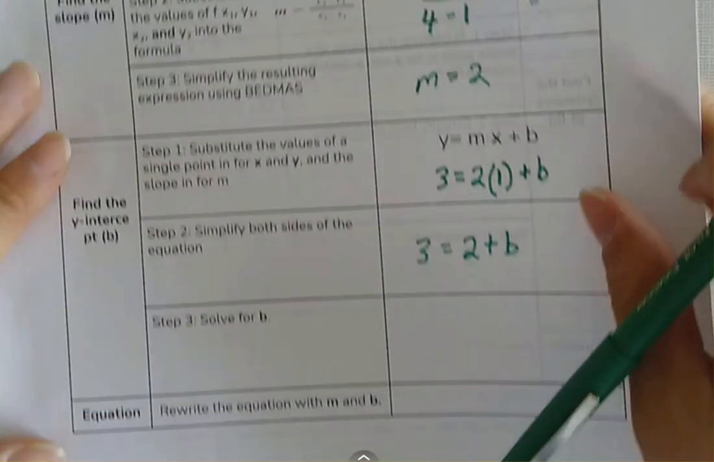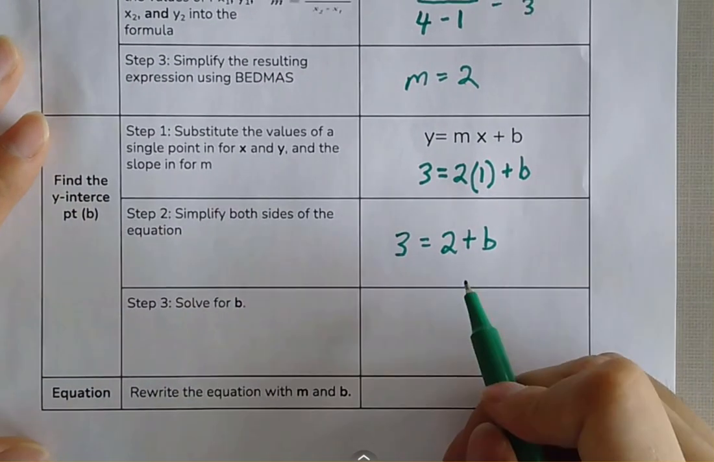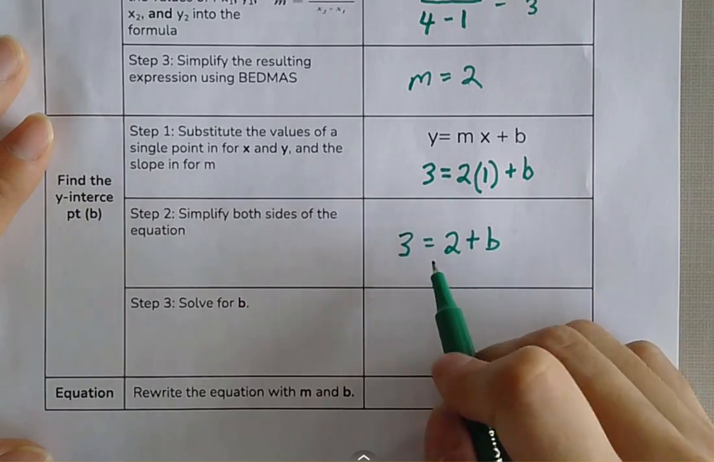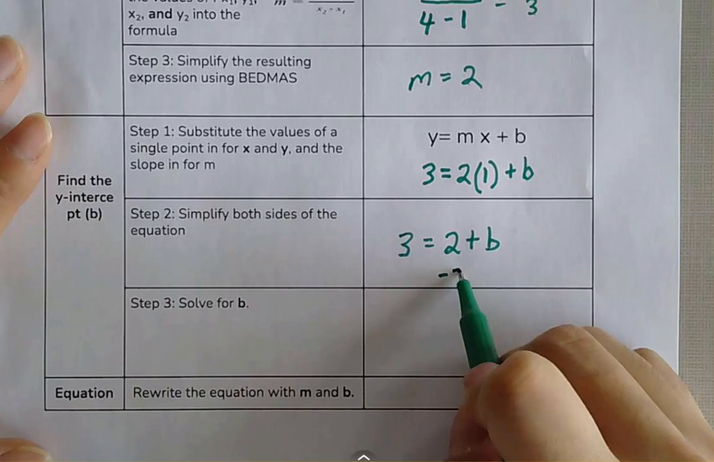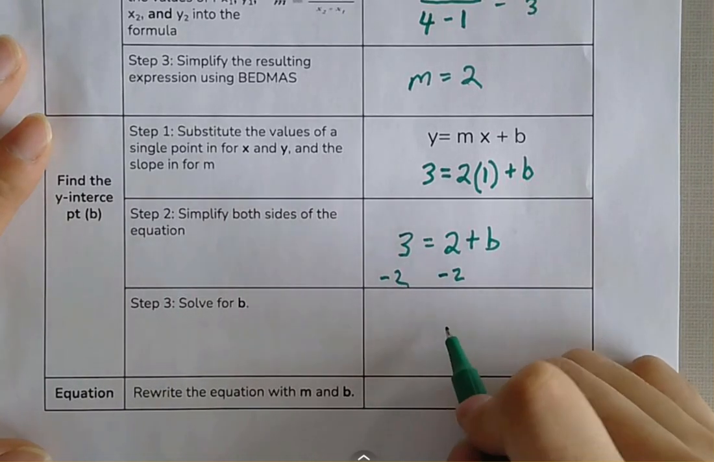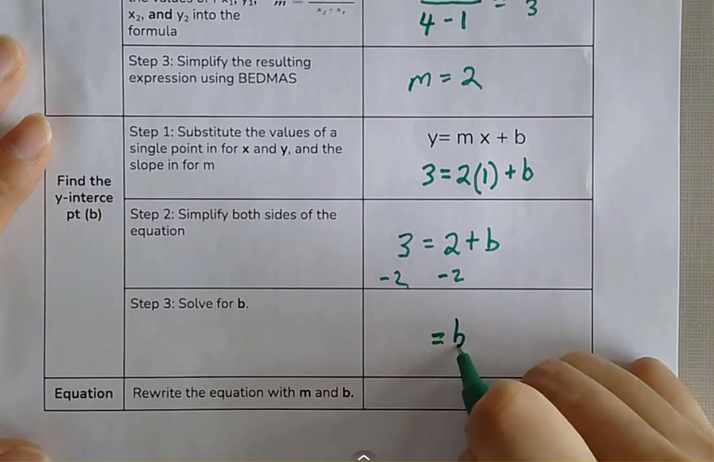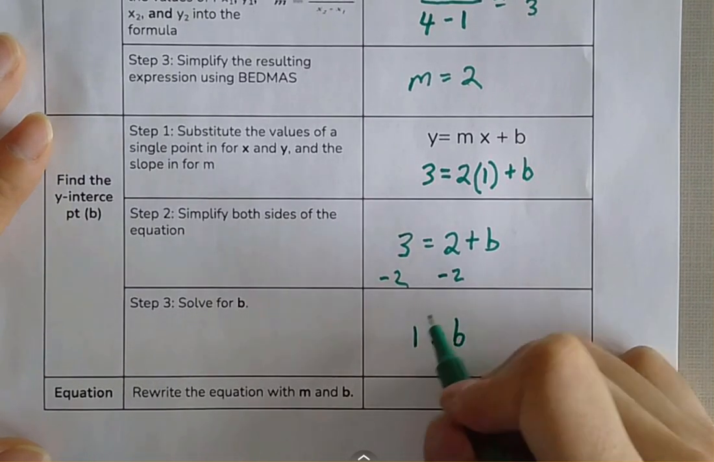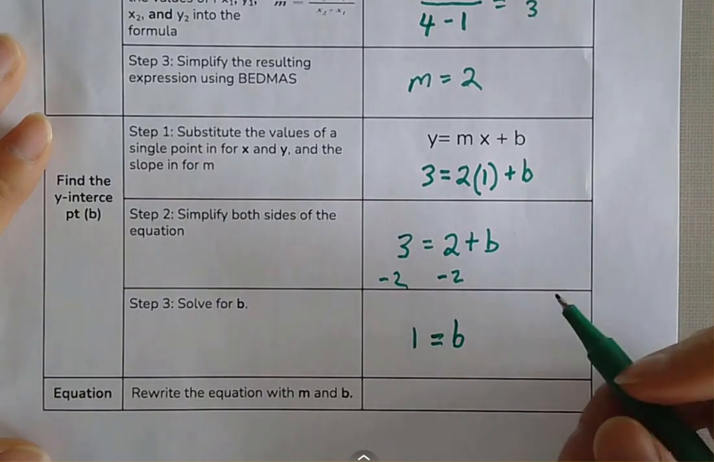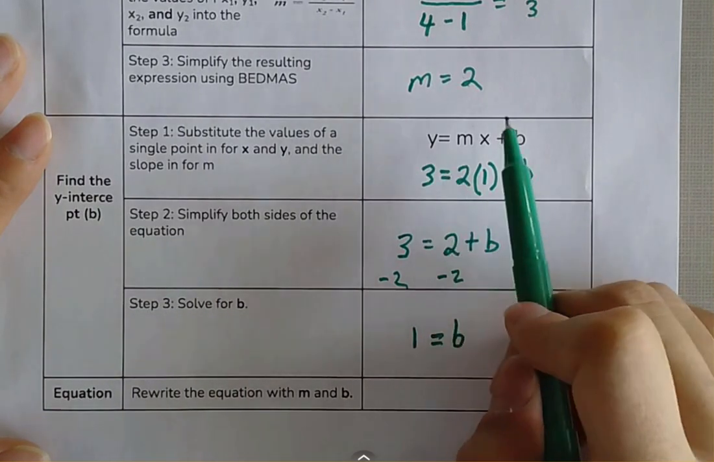And then next thing is we have to solve for b. And how do I solve for b? Over here, I have 2, so I just have to subtract 2 from both sides. And what do I get? I'm only left with b on the right side, and then 3 minus 2 is 1, so my b value is 1.